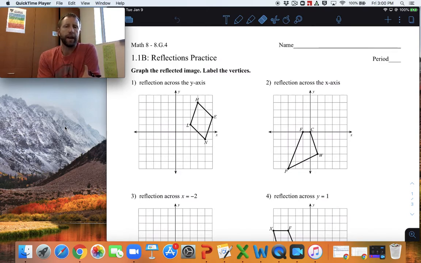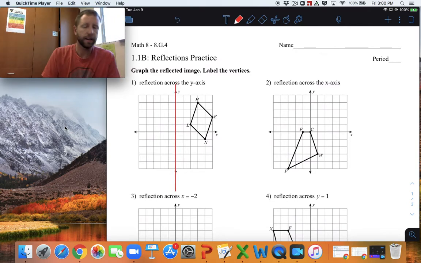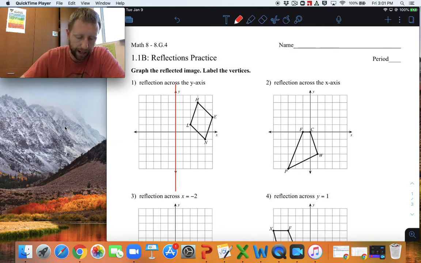First, for number one, we have a reflection across the y-axis. Our directions say to graph that reflected image and then label the vertices. So the first thing we should do is draw that line of reflection. If it says reflection across the y-axis, let's go ahead and draw our line of reflection on the y-axis. That's going to give us something to go off of, so that we can count how far each original point is from the line of reflection and put it that far on the other side of the line of reflection. I'll start with point H here.